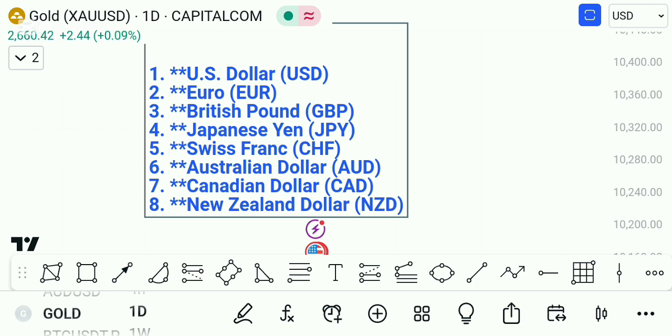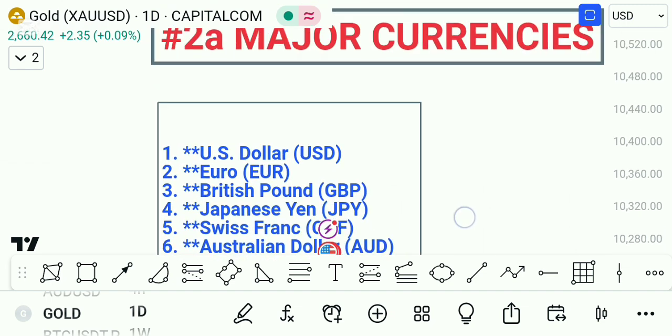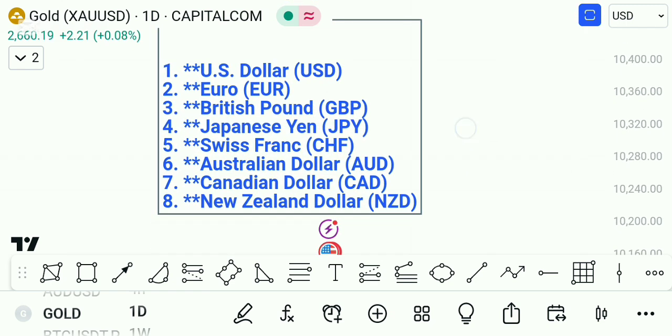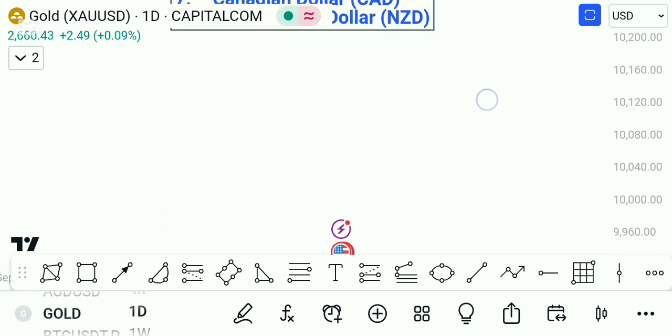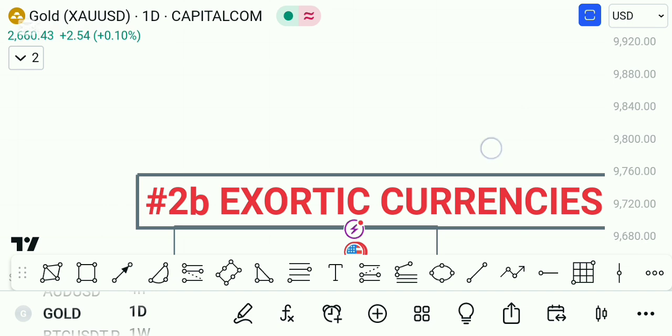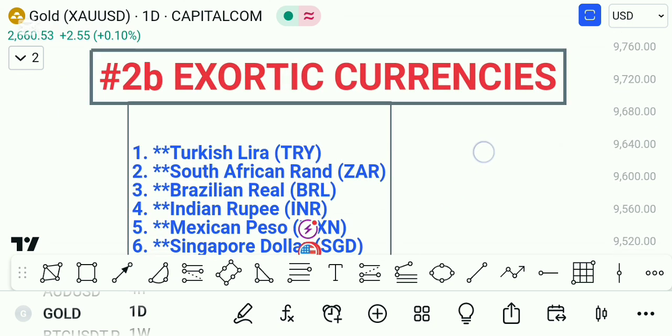All these are examples of major currencies. The reason why they are called major currencies is that most of the time they are traded in the financial market. They are listed in a particular order, according to top ranking, guys. Take note.